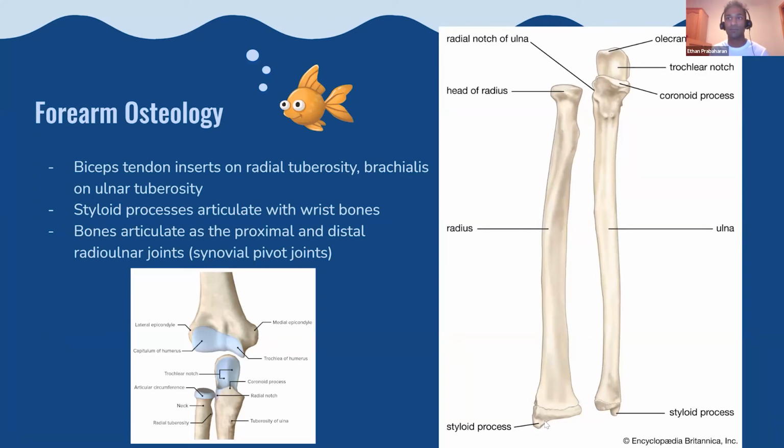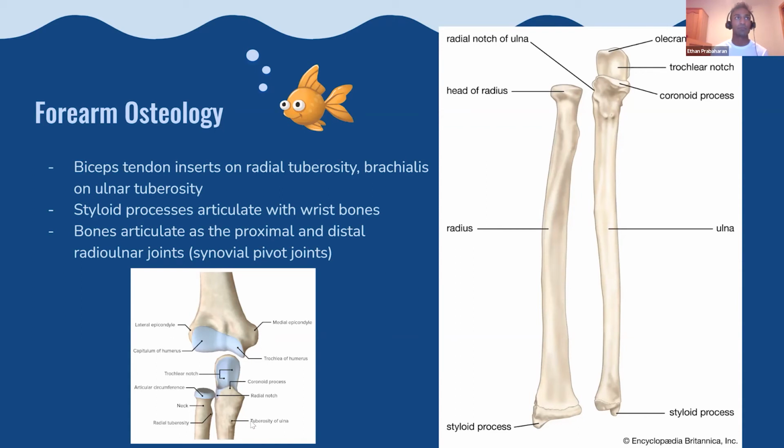We have these styloid processes distally, which articulate with the wrist bones and form part of the wrist joints. And we've got a couple of notable tuberosities, which lie about halfway down between your elbow and wrist joints. And so your biceps is going to insert on a point on the radius called the radial tuberosity, which is here. And your brachialis muscle is going to insert on the tuberosity of the ulna here.